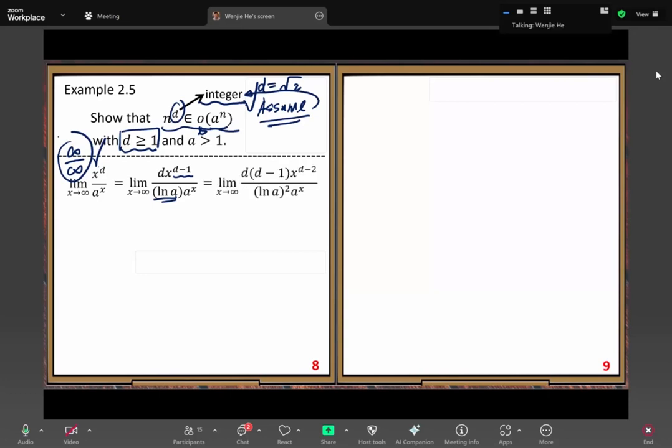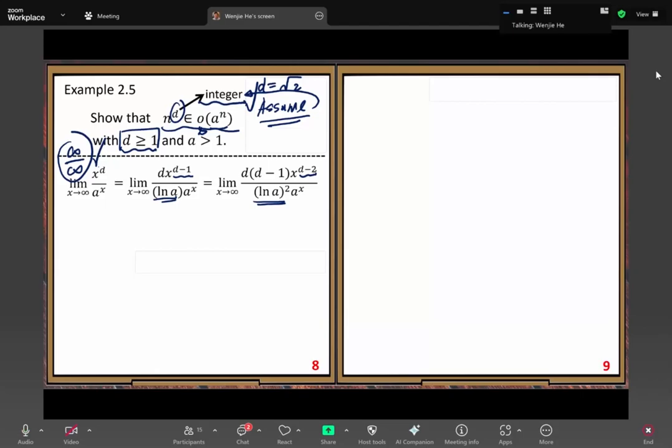All right, the second time, we still apply the power rule: d times d minus 1, then times x to the d minus 2. In the denominator, we just need another natural log of a factor. One more natural log of a factor. So this time, the exponent becomes d minus 2. If d is greater than 2, it is still an indeterminate form. That means you need to take another round.